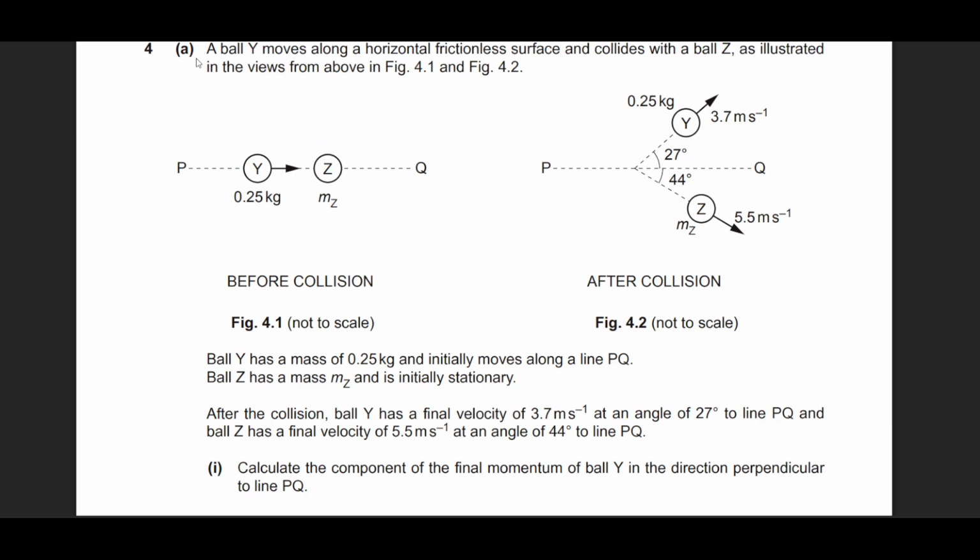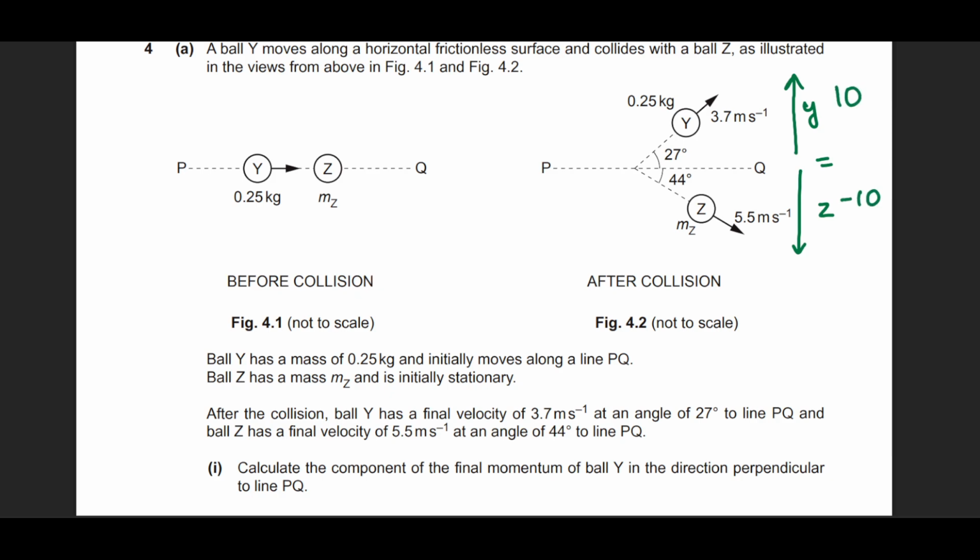But when I go to the after collision scenario, I can see that the object y has a momentum upwards and the object z has a momentum downwards. Should they exist? No, they should not. Which means that the momentum of y and the momentum of z along these perpendicular axes should be equal to each other. If this was 10, this should be minus 10.